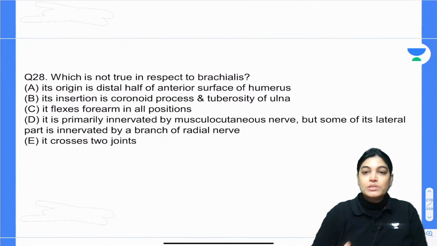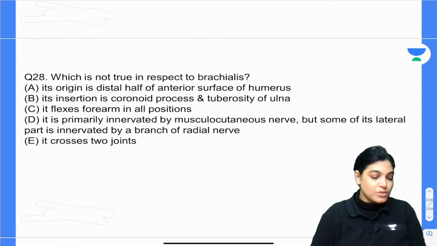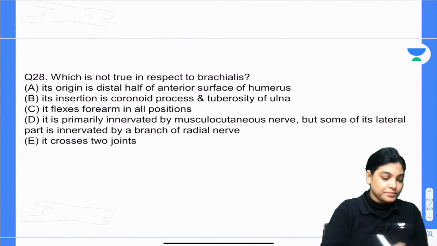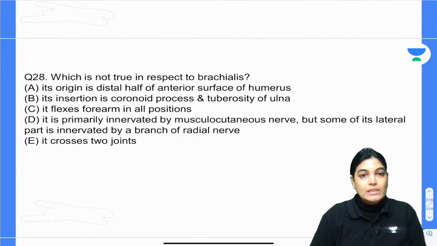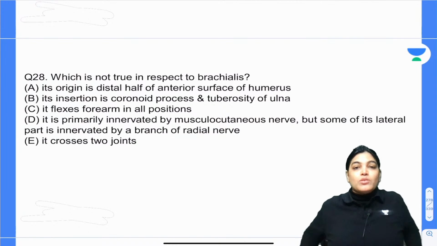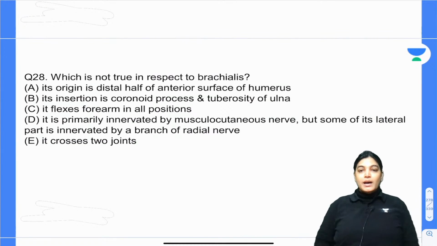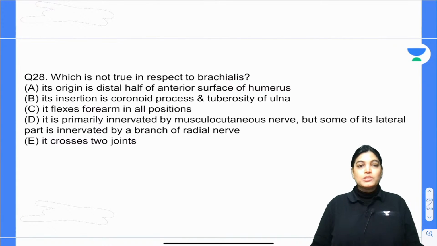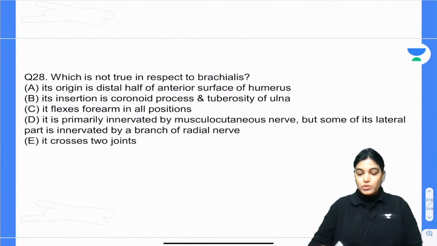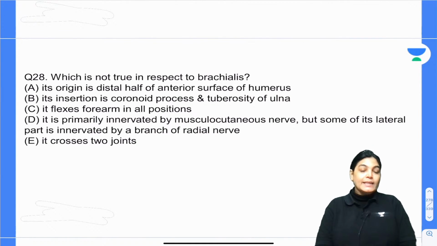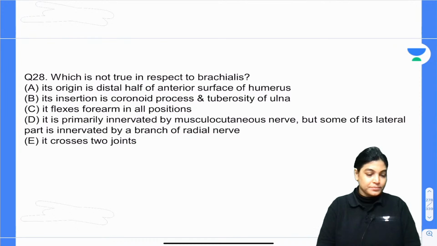Which of the following is not a true statement about the brachialis muscle? It originates from the distal half of the anterior surface of the humerus. It inserts onto the coronoid process and tuberosity of the ulna, and it flexes the forearm in all positions. It is primarily innervated by the musculocutaneous nerve, but some of its lateral part also gets innervation from the radial nerve, and it crosses two joints. According to you, which is the incorrect statement about the brachialis muscle? Question number 28.